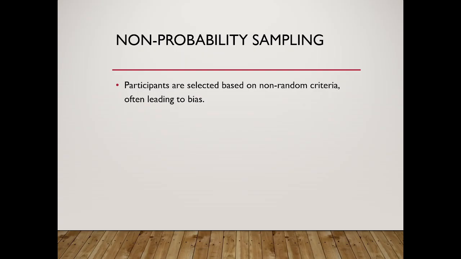So we have different types of non-probability sampling technique. We have the convenience, we have the purposive, we have the snowball, we have quota, and we have judgmental sampling. So let's get right into it.